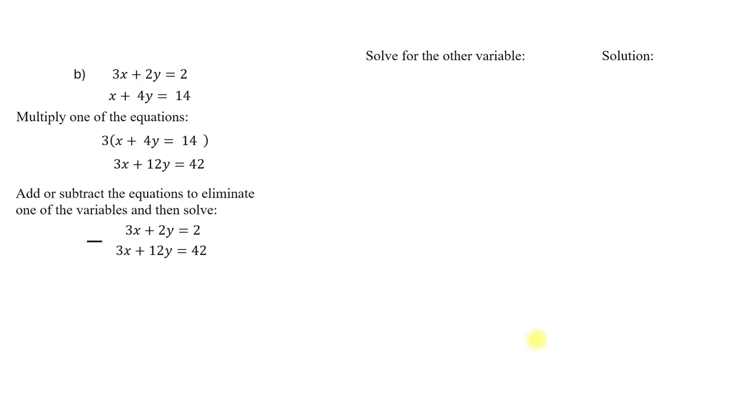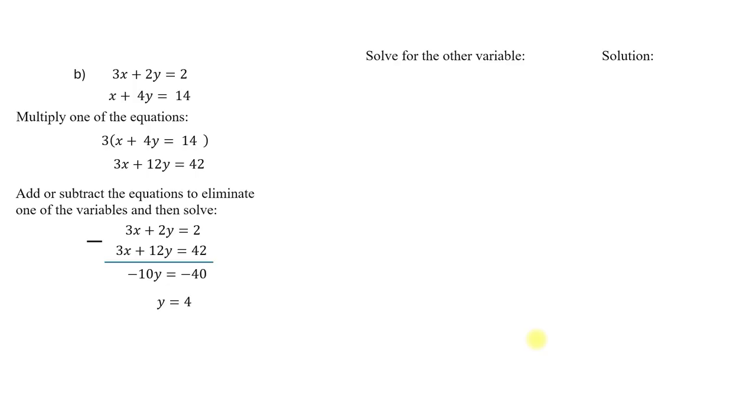Stack my variables. Because the 3x's are both positive, we'll use subtraction to eliminate the x's, which will give us 2y minus 12y equals negative 10y, and 2 minus 42 equals negative 40. Further simplifying, y would equal negative 40 divided by negative 10, which would reduce further to a value of 4 for y.